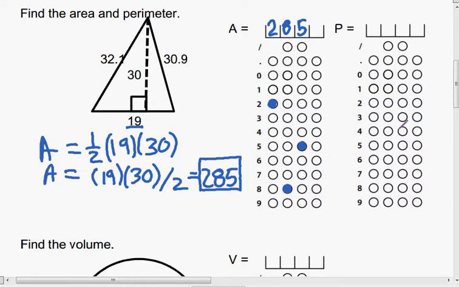Okay, do the perimeter now. Perimeter, there are no formulas for perimeter because you just start at one point and you add up all the sides. 32.1 plus 30.9 plus 19.